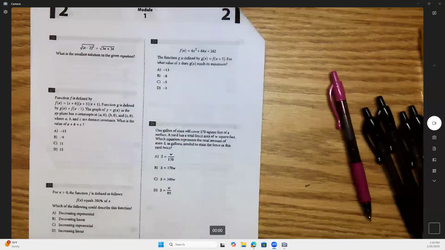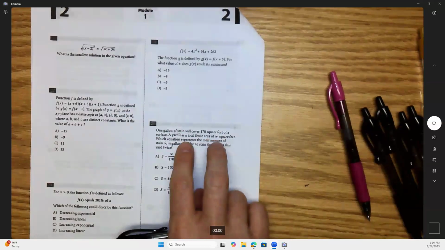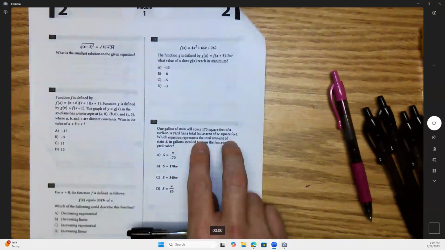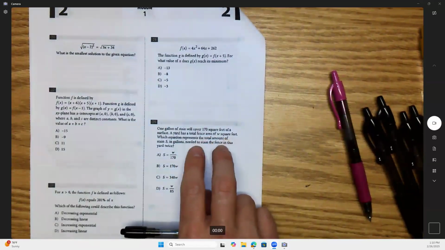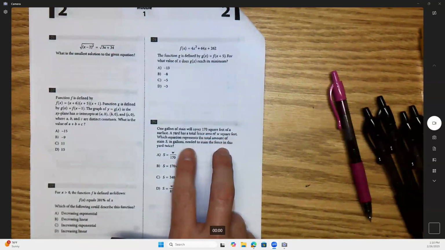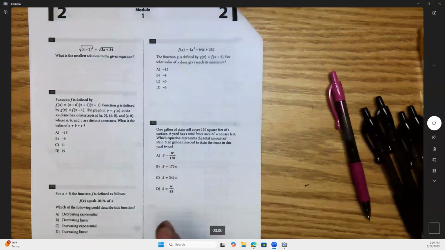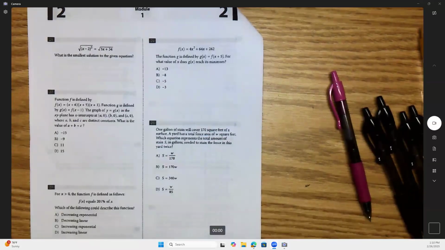Number 25. 1 gallon of stain will cover 170 square feet of a surface. A yard has a fence with area W square feet. Which equation could represent the total amount of stain in gallons needed to stain the fence twice? There's definitely a little curveball right at the end, because we have to stain it, but then we have to go back and stain again, which is double the amount of stain.